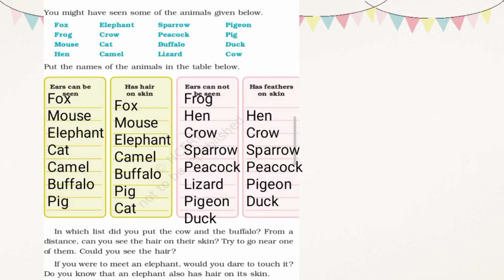You might have seen some animals given below. So fox, frog, mouse and elephant. So all these are animals which we have seen. Put the names of the animals in the table column below.